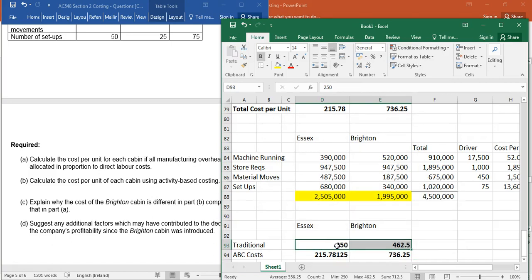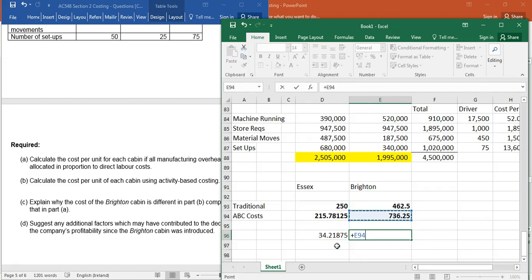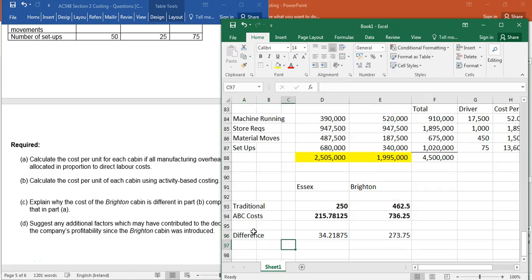So here, if you look at the difference, the difference here is 35, roughly. And the difference here is 273. So the key point is, we're looking here at the differences. So I just left them in positive figures.